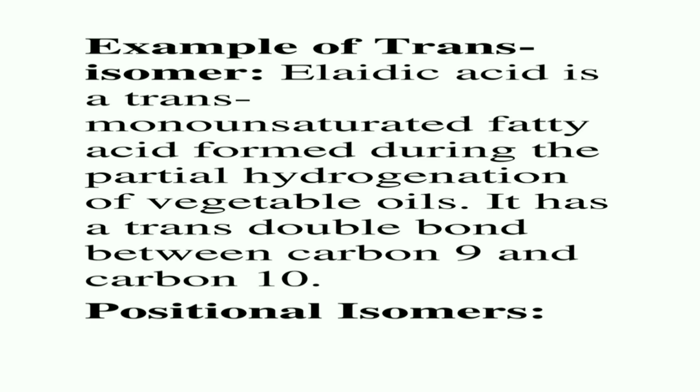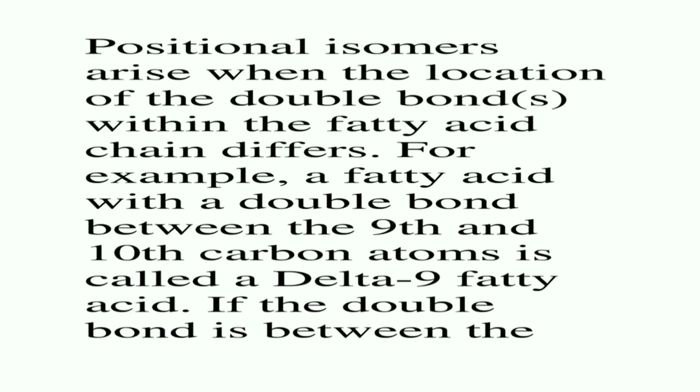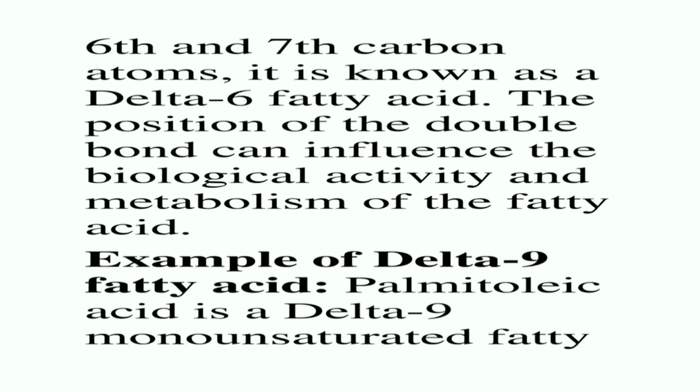Positional isomers. Positional isomers arise when the location of the double bonds within the fatty acid chain differs. For example, a fatty acid with a double bond between the 9th and 10th carbon atoms is called a delta-9 fatty acid. If the double bond is between the 6th and 7th carbon atoms, it is known as a delta-6 fatty acid. The position of the double bond can influence the biological activity and metabolism of the fatty acid.